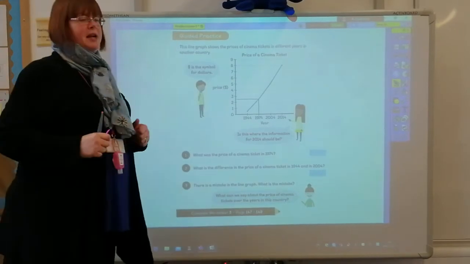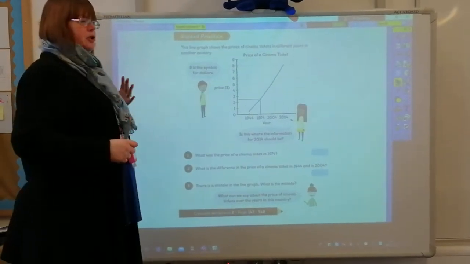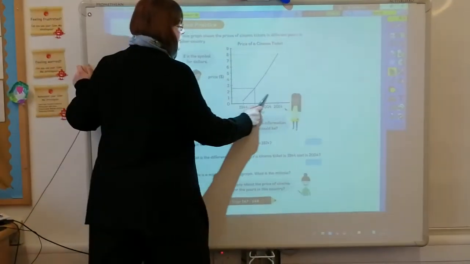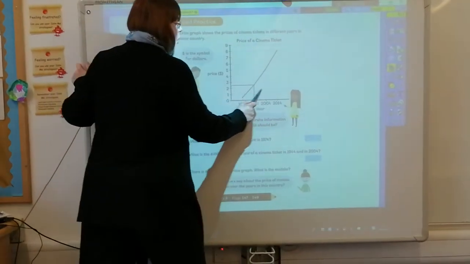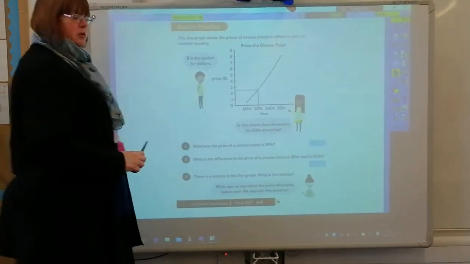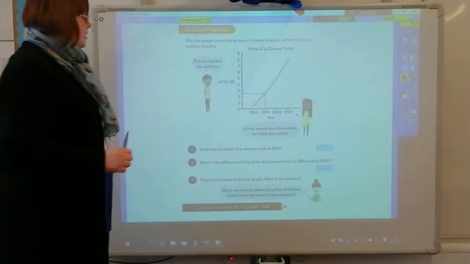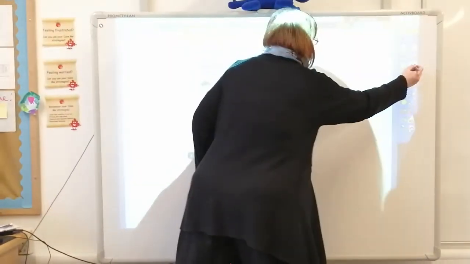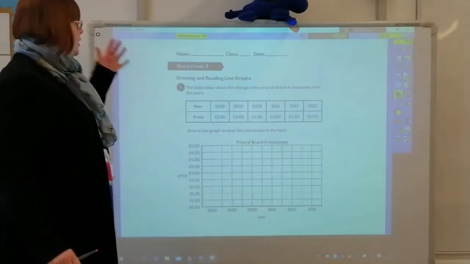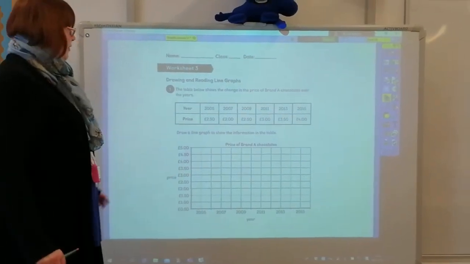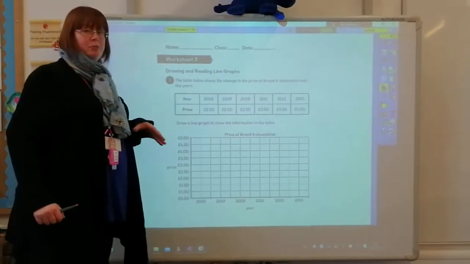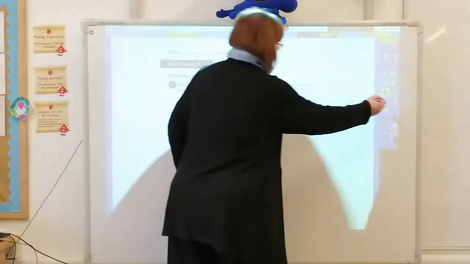Then there's a mistake on the line graph. Thinking about what we just talked about, see if you can see what the mistake is on that bottom axis. Okay? Then you've got three worksheet pages to do today. You're going to draw your own line graph. I'm going to show you how to plot a couple of points first.